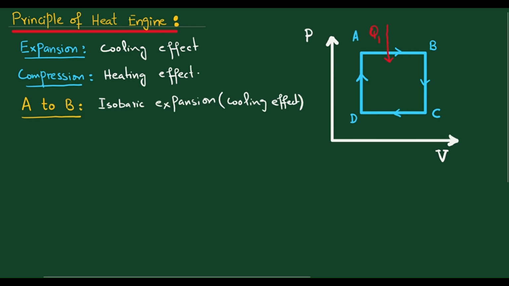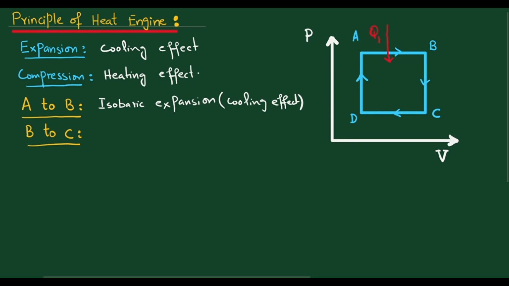And if we move the system from point B to point C, it is an isochoric process in which the gas lowers its pressure. As we see in the diagram, the pressure goes down from B to C. The volume remains constant. It is neither expansion nor compression, but the pressure lowers while the volume remains constant.